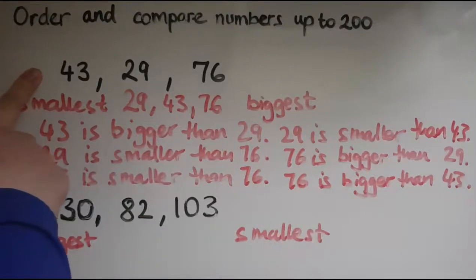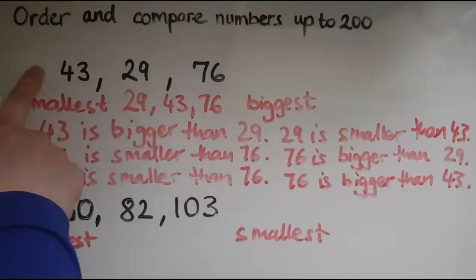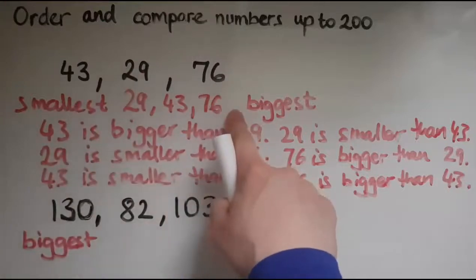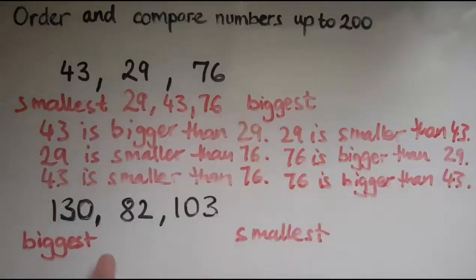So I looked at which amount, if this was money, which amount would I least want to get first? So 29 is the one that I would least want, because it's the lowest amount. And then finally you'd get to the one that you want most, 76, because it's the biggest. Whereas here, the highest amount I would want to get first. So I'm looking at the one that I'd mostly want to have.